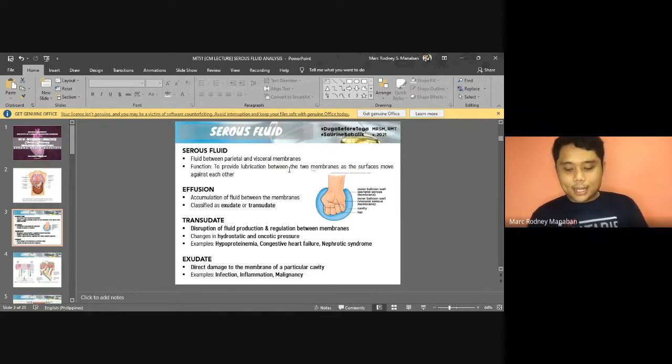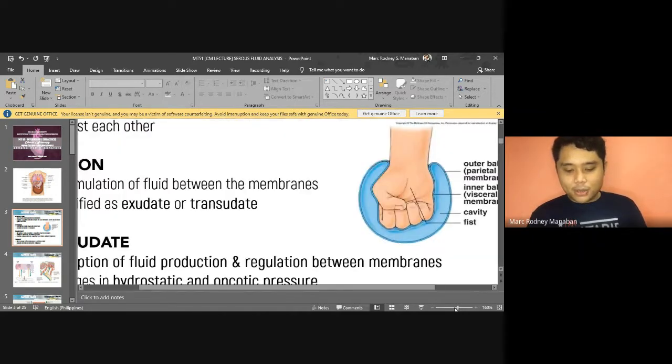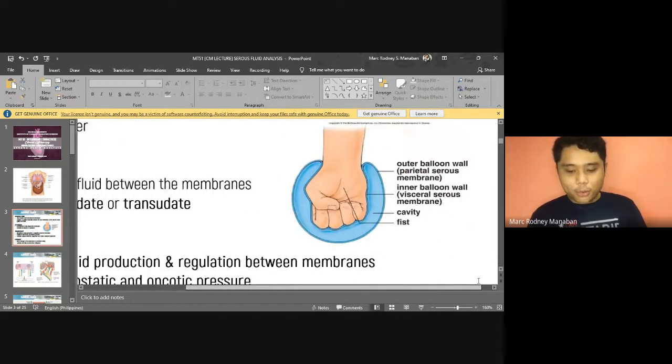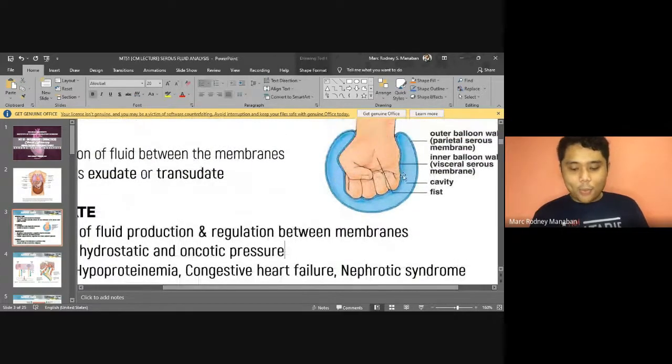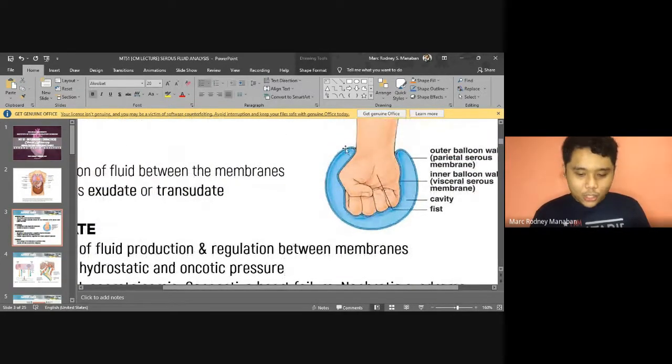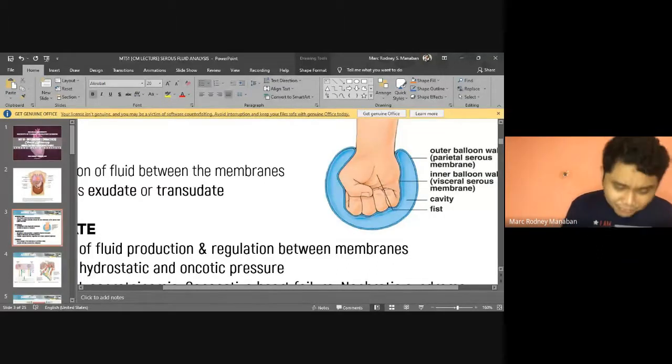All right. So here's an example, a visual representation with a balloon. If you punch the balloon, this is the organ, your hand, and the pinaka-outer layer is the parietal membrane. And the inner layer, the blue one that wraps around your hand, that's the visceral membrane. And then the space in between, that's the cavity which contains the serous fluid. All right. So I hope our analogy makes sense.